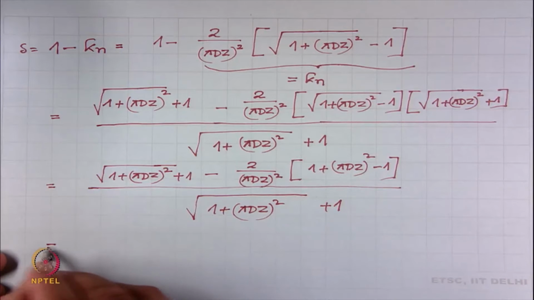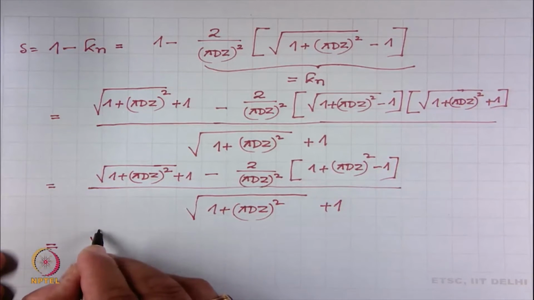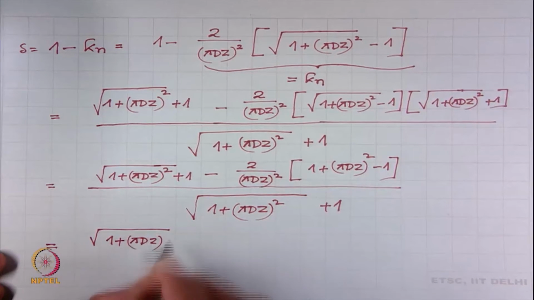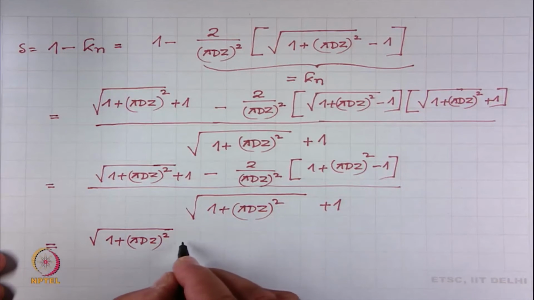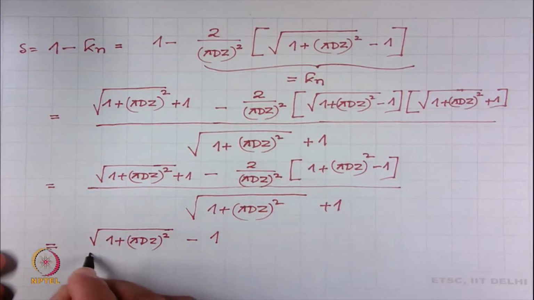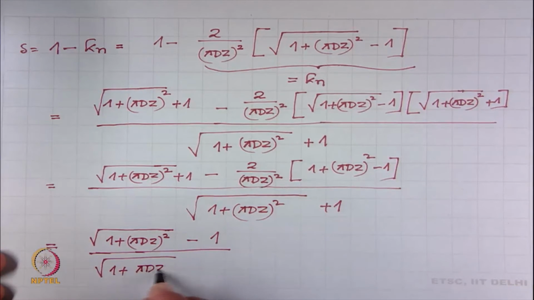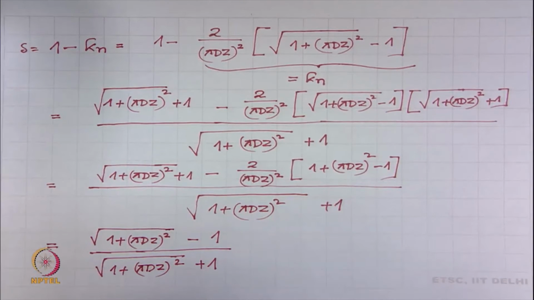So, what will we obtain? 1 plus pi d z squared minus 1, plus pi d z squared plus 1. Nice form, isn't it?